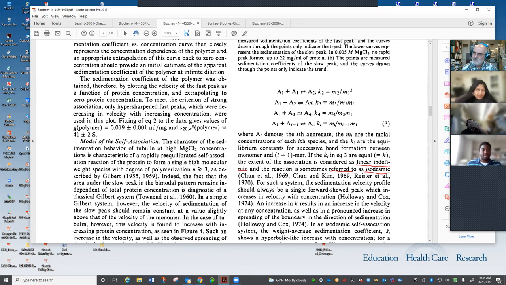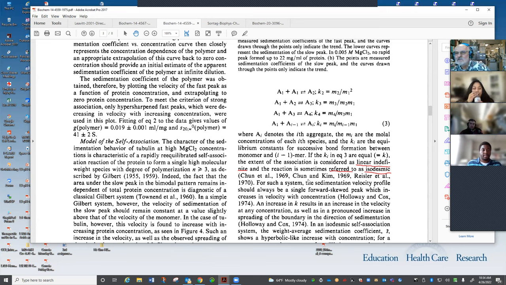Does that mean the K2 is equal to K3, K4, the... All of the equilibrium constants for each step are equal. They're the same. That's exactly right. Okay, all of them are the same. So what that means is all the Ks are the same.